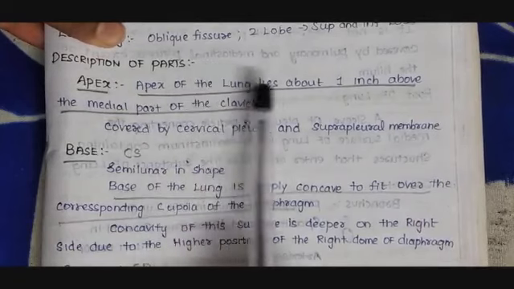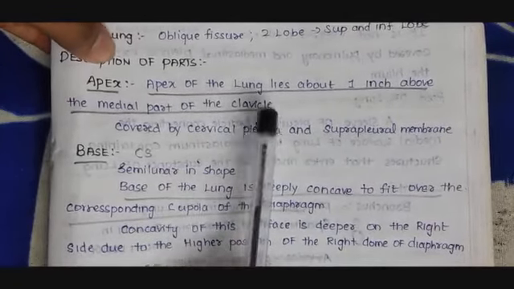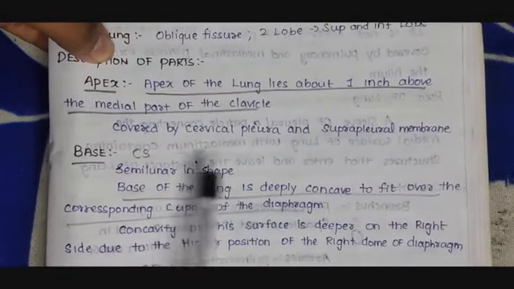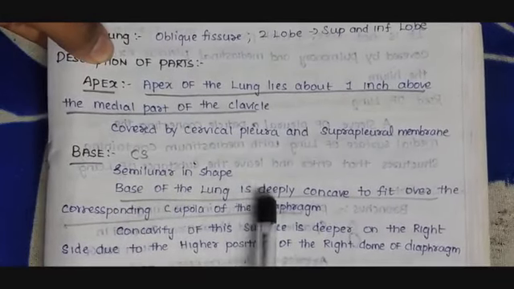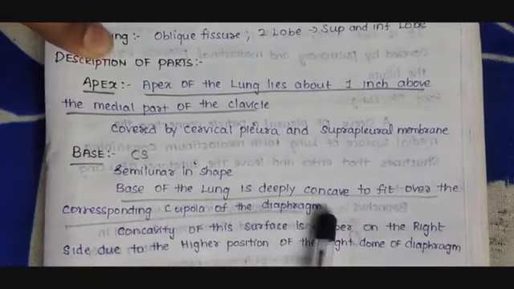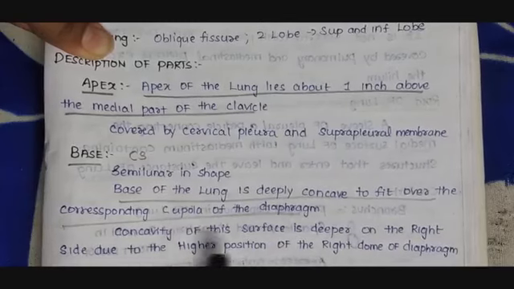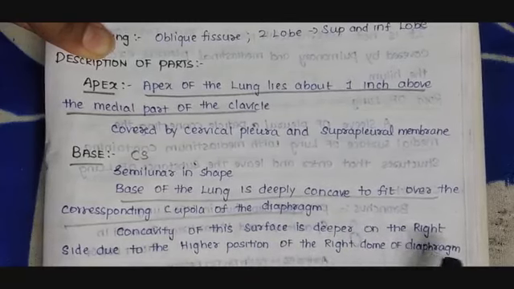The apex of the lung lies about 1 inch above the medial part of the clavicle. The base, which is semilunar in shape, is deeply concave to fit over the corresponding cupola of the diaphragm. The concavity of the surface is deeper on the right side due to the higher position of the right dome of the diaphragm.